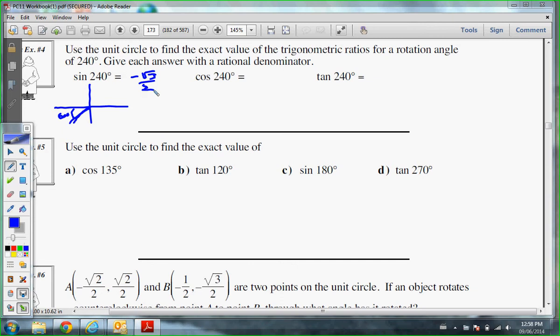Cosine would be negative 1/2. Then tangent would be these two over each other, so negative root 3 over 2 over negative 1/2. The negatives cancel and the 2's cancel, so you're left with just root 3. That makes sense because that's in quadrant 3. Tangent is positive in quadrant 3 by the CAST rule.